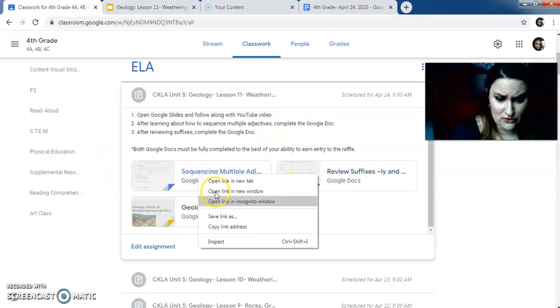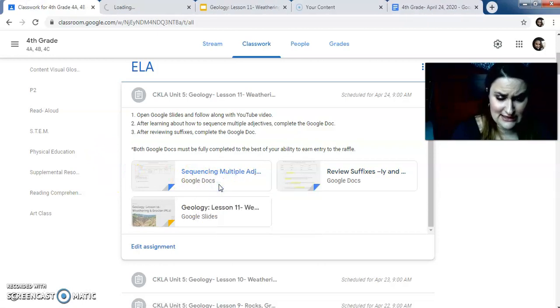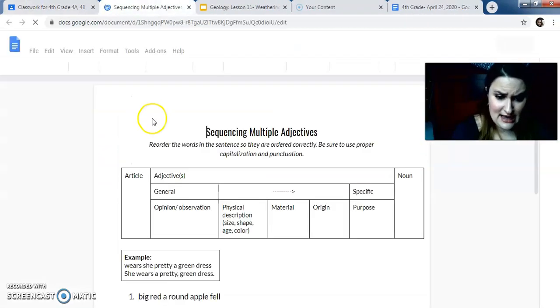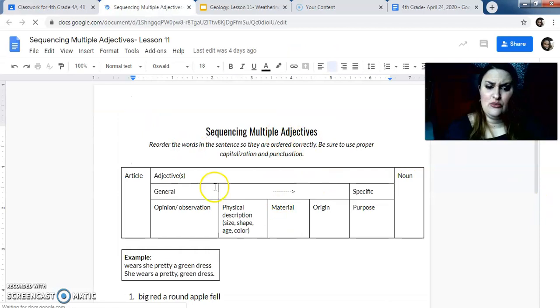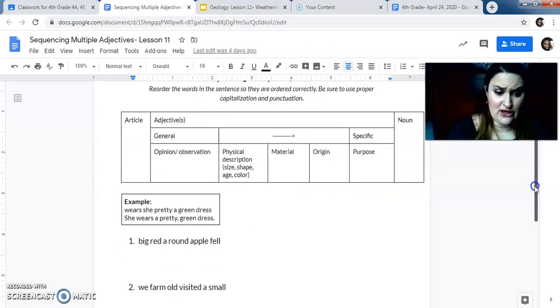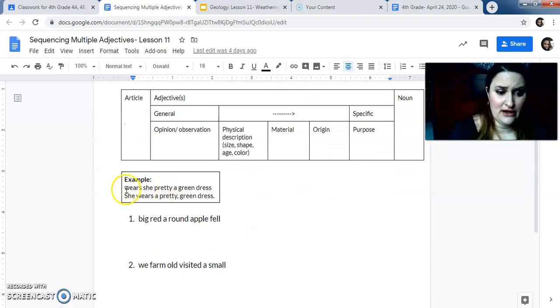This is what the Google Doc looks like. It's a sequencing multiple adjectives. I also put the order table on the top so that you can see, and there's an example here of what you might get. Where's she pretty a green dress? And then you can see it in order.